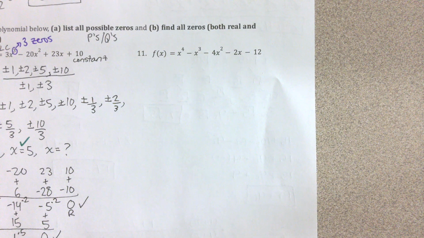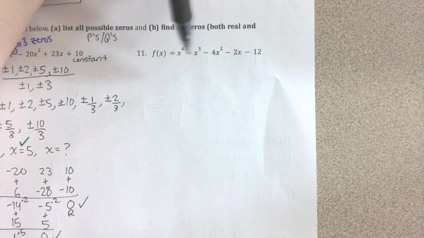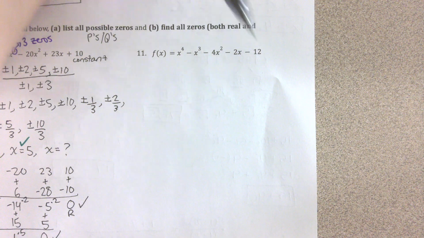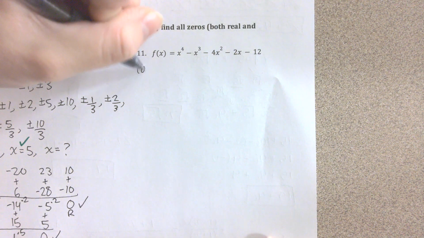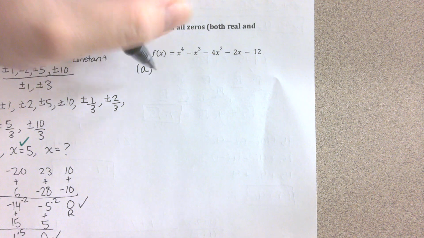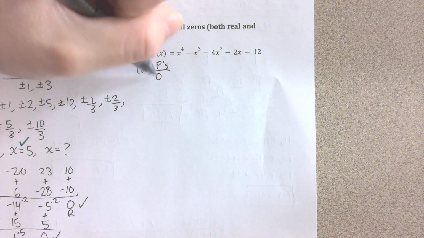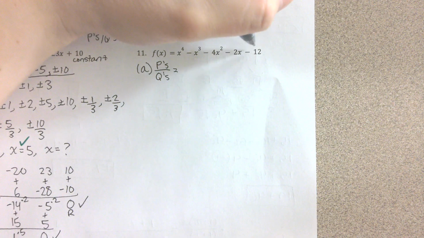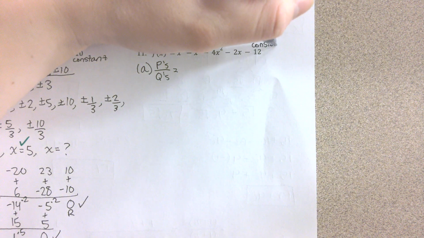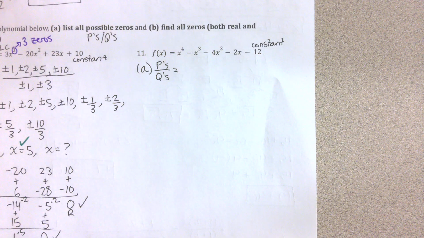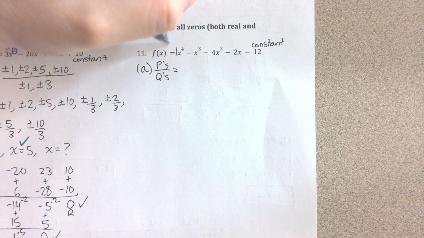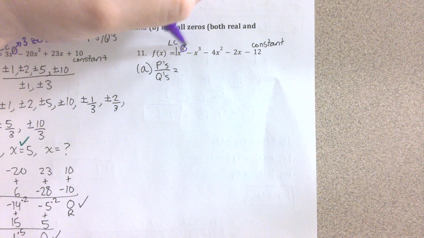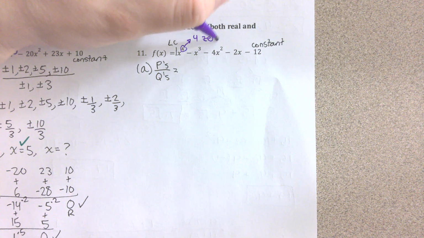Let's do that again. F of x equals x to the fourth minus x cubed minus 4x squared minus 2x minus 12. First, the p's and q's, all the possible zeros. So our constant is 12, ignore the negative, and then our LC is actually just 1, and we are looking for 4 zeros this time.